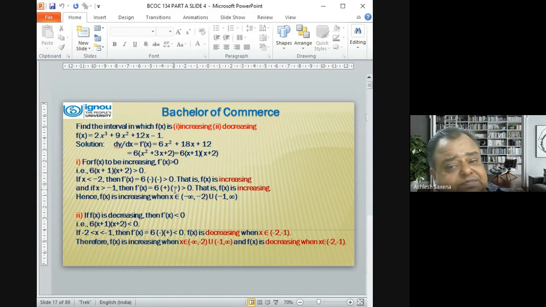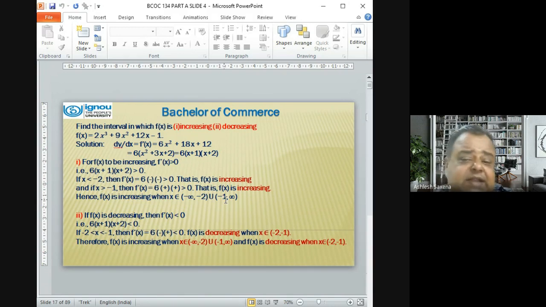That means a positive number will be there. So it is again increasing. Or we can say that the function is increasing when x belongs to minus infinity to minus 2, union minus 1 to plus infinity.